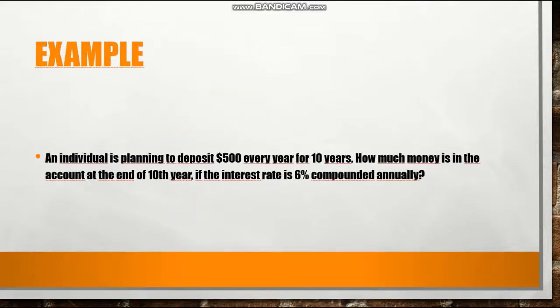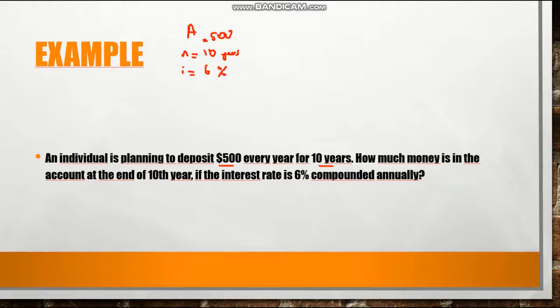Okay, in this example, an individual is planning to deposit $500 every year for 10 years. How much money is in the account at the end of the 10th year if the interest rate is 6% compounded annually? So A is given, which is 500. The number of years is 10. And the interest rate is 6%, right? Yeah, 6%.